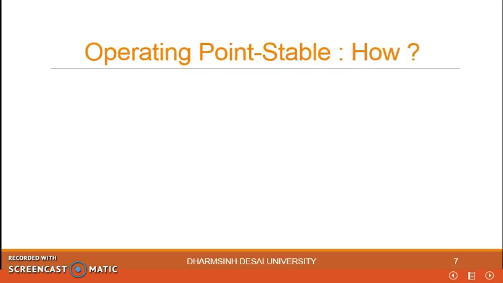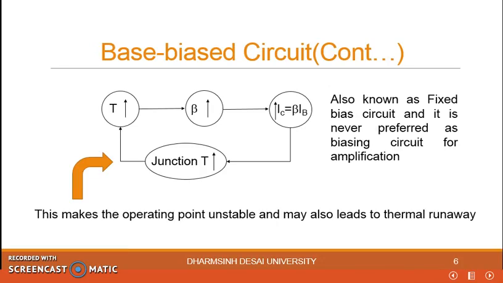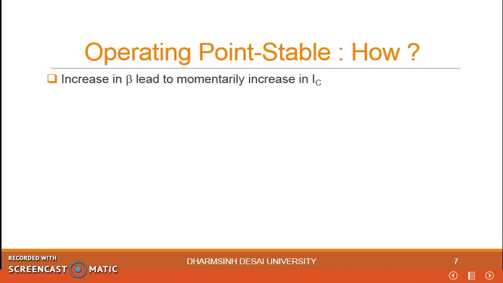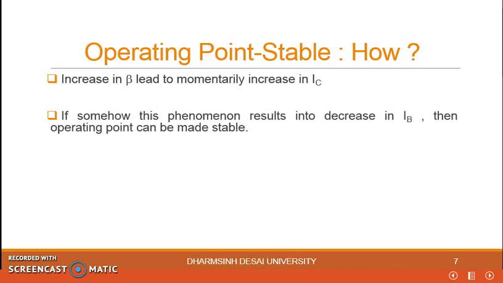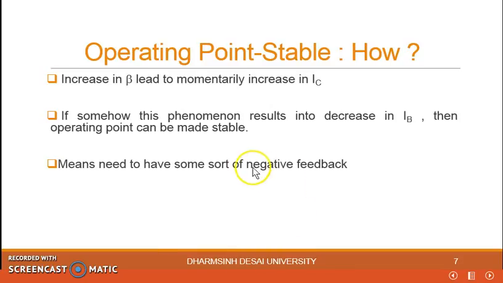So now the question that comes is, how can you make the operating point stable? As I said, if you see the equation IC equal to beta IB, if beta increases, we should do something so that IB reduces, then IC can be held constant. So an increase in IC, which is an output quantity, should result in a decrease in IB, which is an input quantity. That means some part of the output increase has to be carried towards the input side. That is nothing but some sort of feedback, in such a way that an increase in the output quantity results in a decrease in the input quantity.